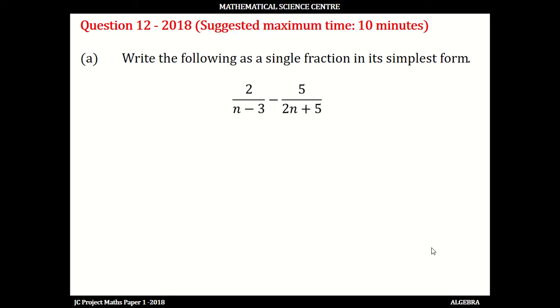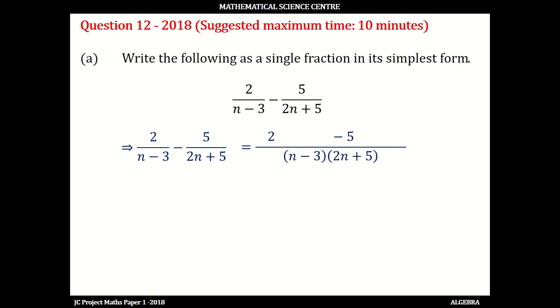Okay, question 12, 2018. Write the following as a single fraction in its simplest possible form. So if you're adding or subtracting fractions, you have to get a common denominator. Now here the common denominator is going to be n minus 3 multiplied by 2n plus 5. So here we're going to have 2 over n minus 3 minus 5 over 2n plus 5.